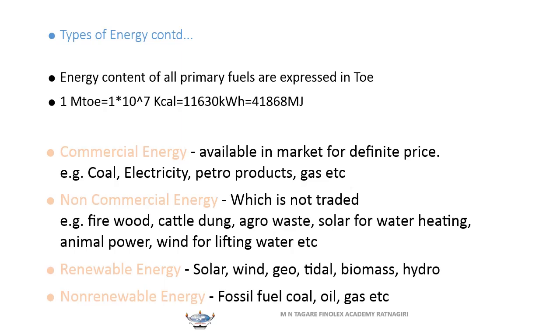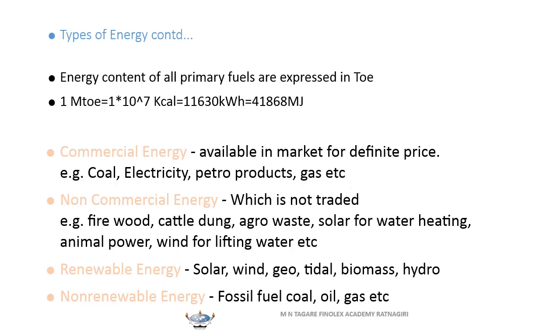Their quantum is also less, but still it can play a major role. If you are, let us say, in the Konkan area, we have huge rice husk. Then we have coconut trees. So waste which is generated from coconut can be very easily used in boilers. So it is nothing but a non-commercial energy. It has a lot of potential, but normally it is ignored. So these are the two parts of energy. Next type is renewable energy and non-renewable energy.